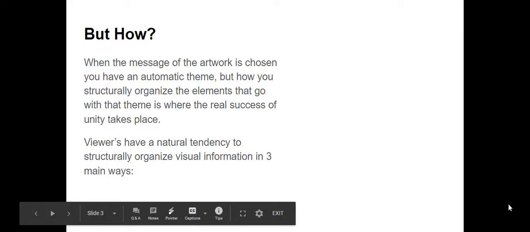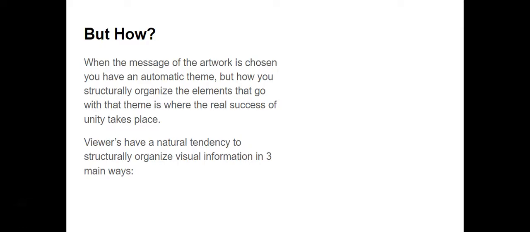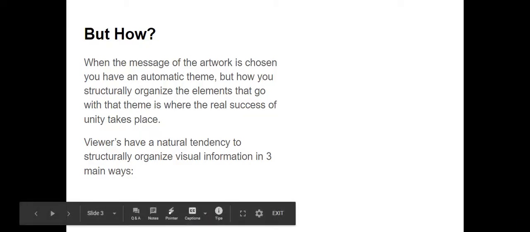So how do we do that? First of all, we have to decide on the theme that we're attempting to communicate. That's going to give you the beginnings of your unification. Once you've decided on your theme, you're going to choose your elements to put together. How you arrange them is where the next part comes in, because you want to arrange them in a way that the viewer looks at them and makes connections. Your viewer has, just as human beings, a natural tendency to structurally organize things in three main ways.